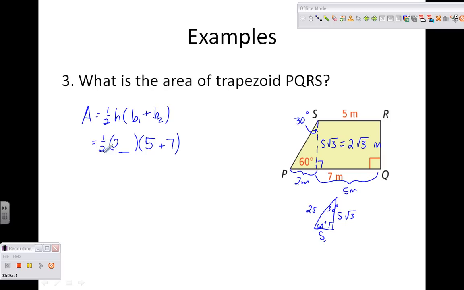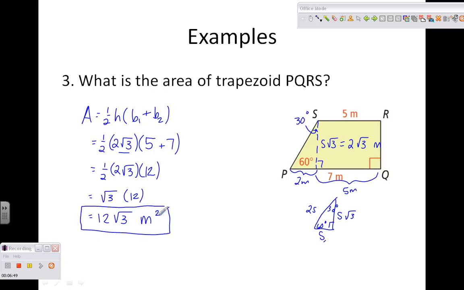If I plug in my height over here, 2 radical 3, and we multiply, so 1/2 times 2 radical 3 times 12. Now if I multiply this out, I'm not going to use a calculator because the calculator can't handle the square root of 3 and give me exact. It'll approximate it. 1/2 times 2 square root of 3 is 1 square root of 3, or just square root of 3. Multiply that times 12, and we get 12 square root of 3. My answer is going to be in meters squared.